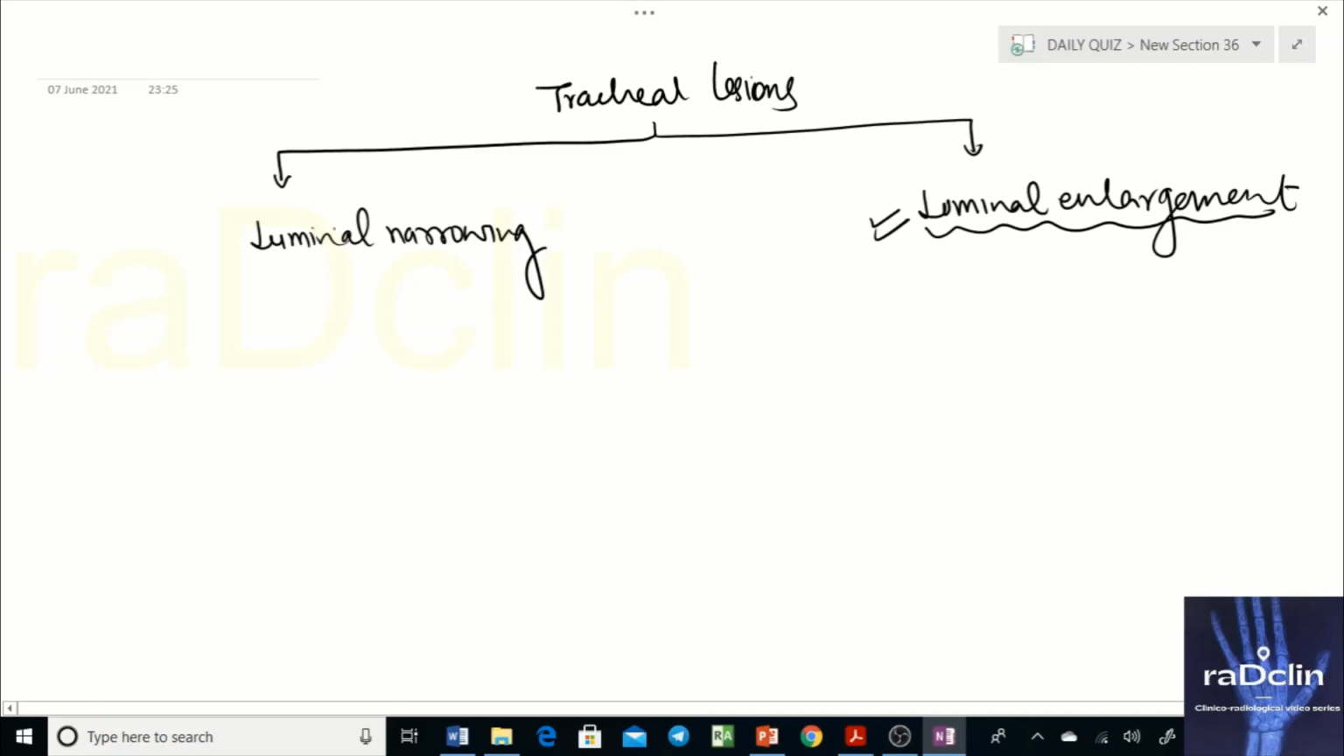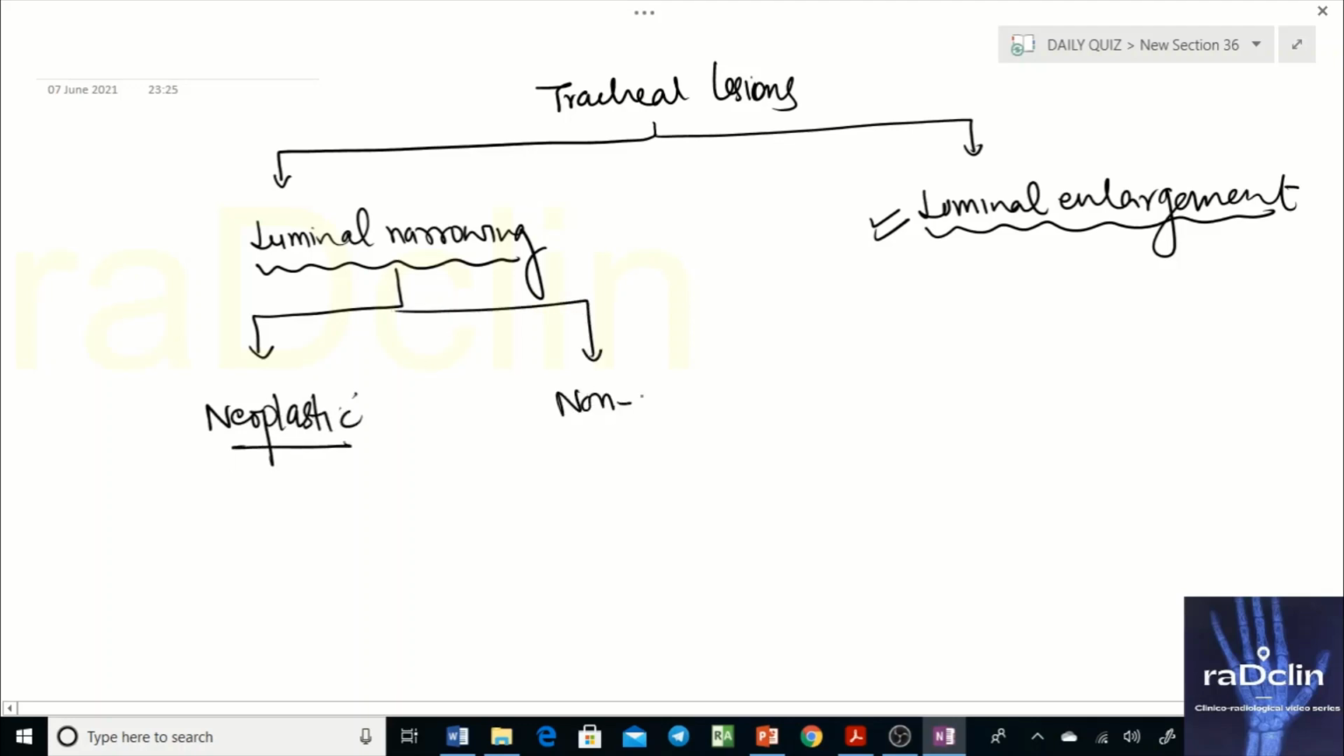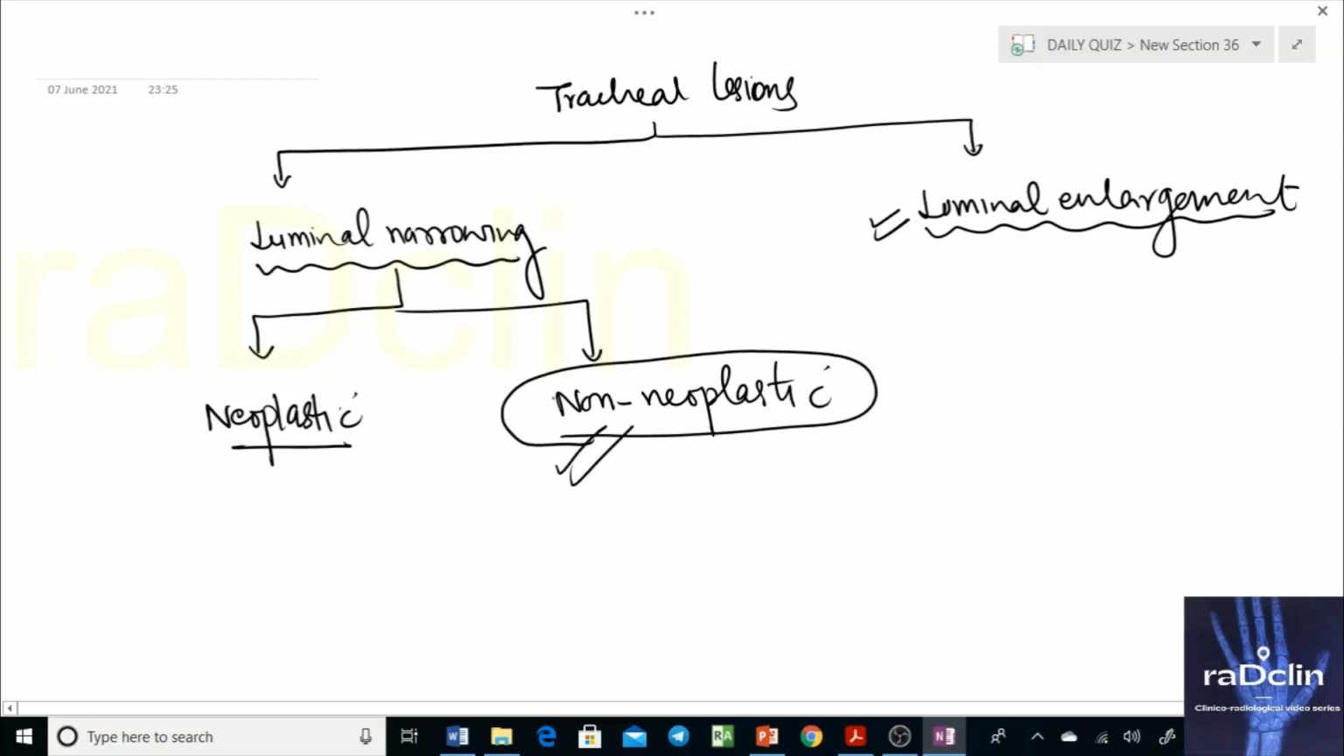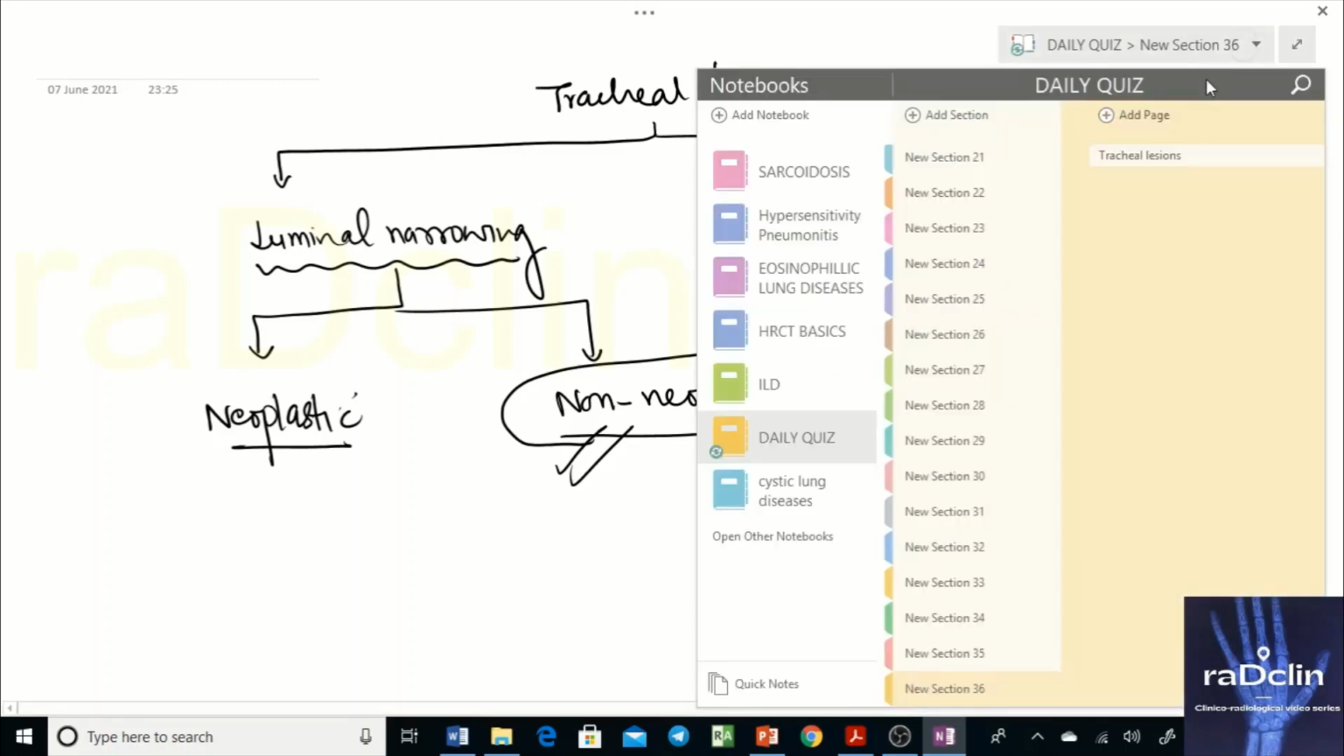Predominantly what we are going to discuss is the luminal narrowing, and we divide these lesions into two parts: neoplastic lesions or non-neoplastic lesions. We'll start our discussion from the non-neoplastic lesions. The question was about a non-neoplastic lesion, and very briefly, within one or two points, we will discuss what all these lesions are.